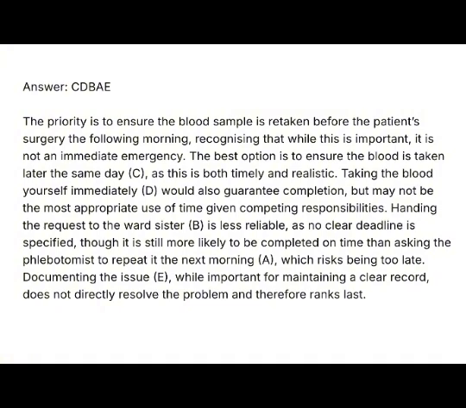Handing the request to the ward sister, B, is less reliable as no clear deadline is specified, though it is still more likely to be completed on time than asking the phlebotomist to repeat it the next morning, A, which risks being too late. Documenting the issue, E, while important for maintaining a clear record, does not directly resolve the problem and therefore ranks last.